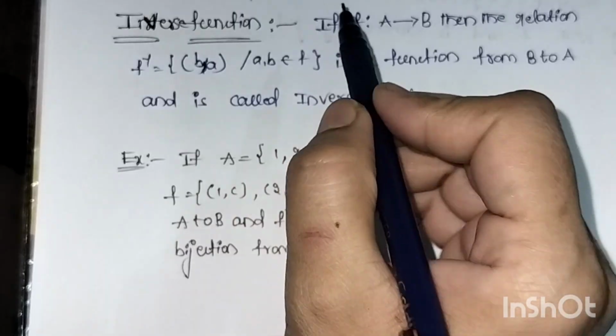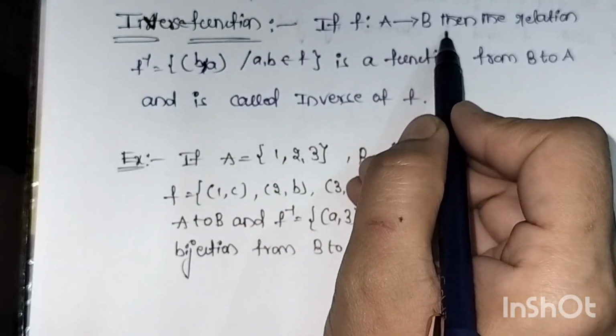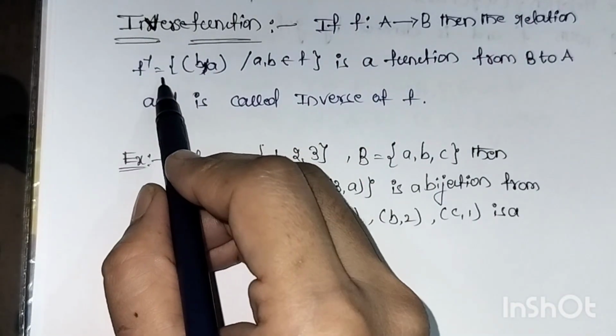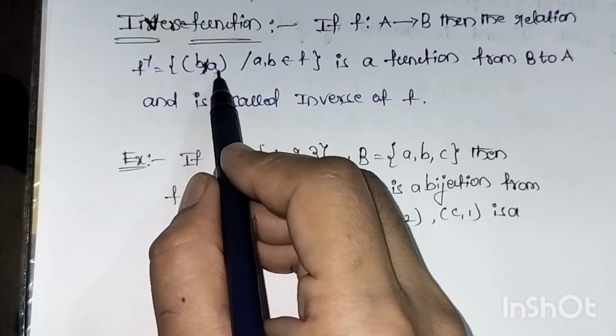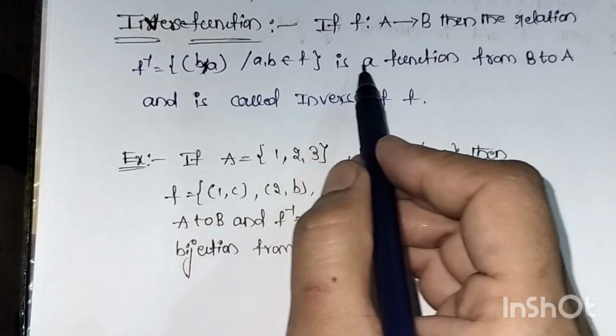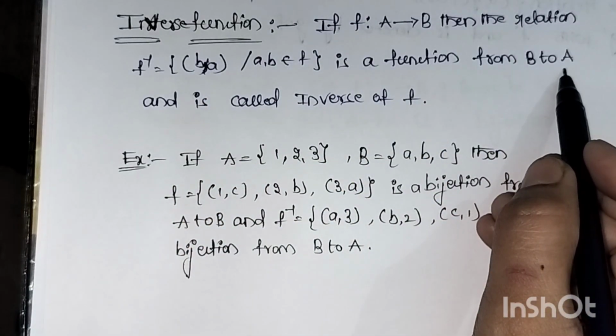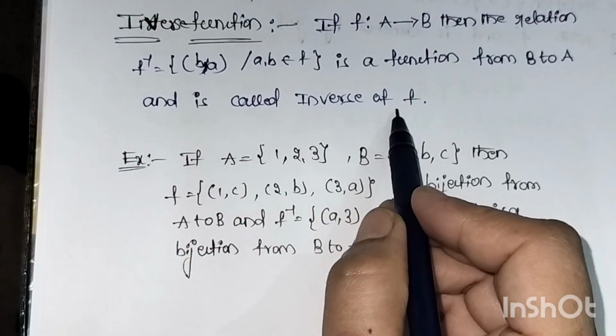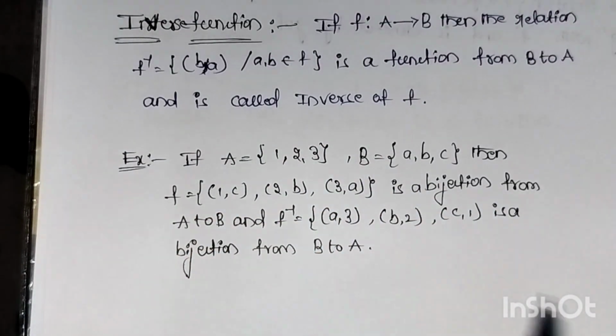Inverse function. If f maps A to B, then the relation f inverse, equal to {(b, a) : (a, b) belongs to f}, is a function from B to A and is called the inverse of f. Let me explain one example.